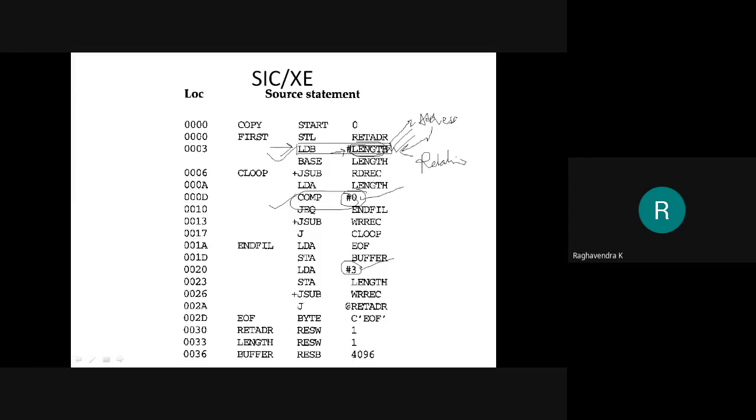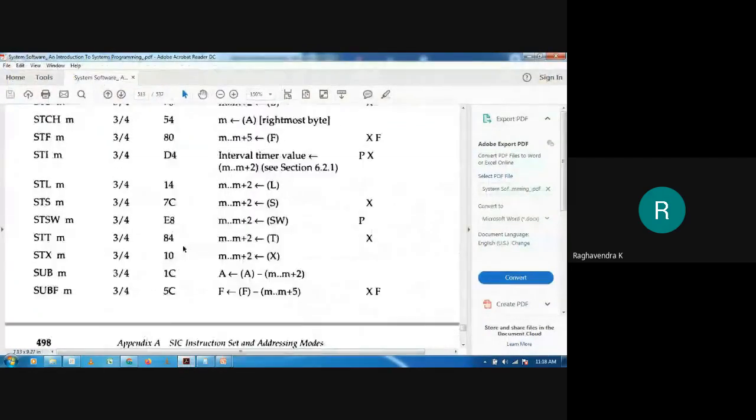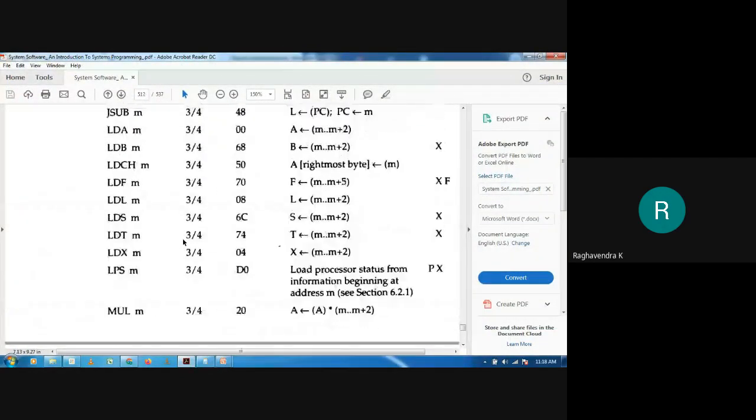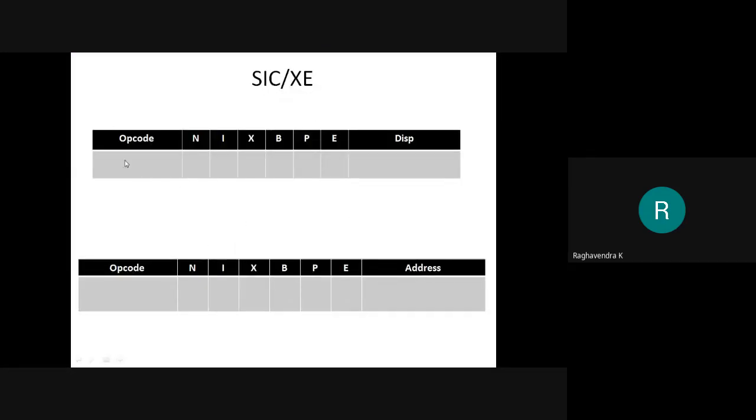Okay, what is LDB, right? I forgot the LDB value. Let me check. So as you can observe, LDB value is 68. So let us just calculate 68. 0110 it is, I believe. Yeah, 68, right? 1000. So 0, but of course the immediate operand is present, so 1.